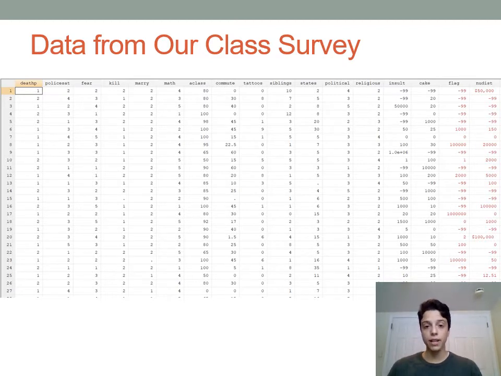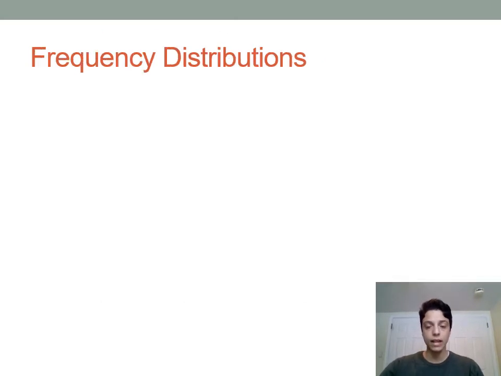So what we're going to be doing in this lecture is going through different ways of taking data that looks like this and organizing it in ways that you can actually get something meaningful from it. And the first thing that we're going to talk about is the simplest way of organizing data, which is to create a frequency distribution.